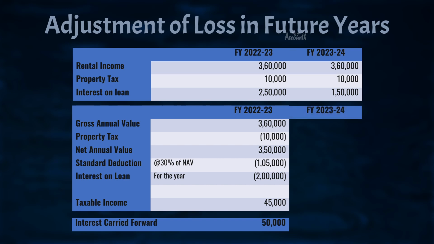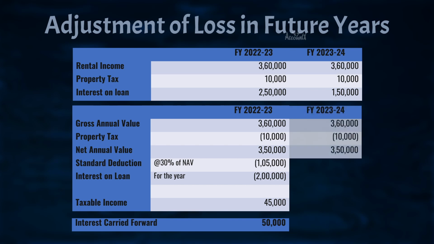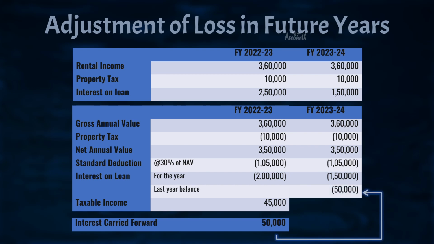Let's now move to financial year 23-24. Net annual value would be 3.5 lakh. Standard deduction would be same, that is 1,05,000. Interest on loan for the year would be 1.5 lakh. Then from the last year balance that we have carried forward, we are going to adjust that 50k here. So taxable rental income would be 45k.